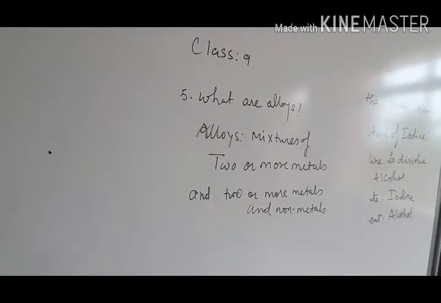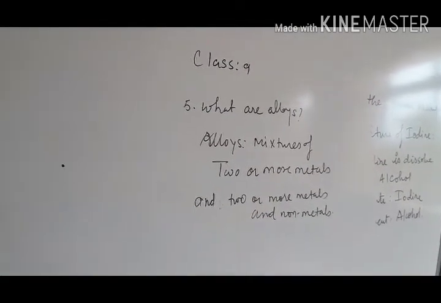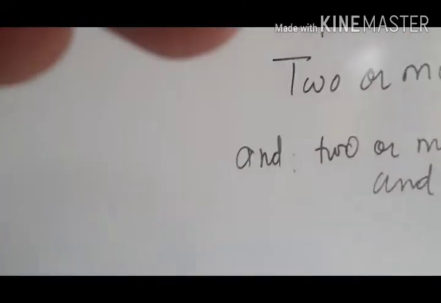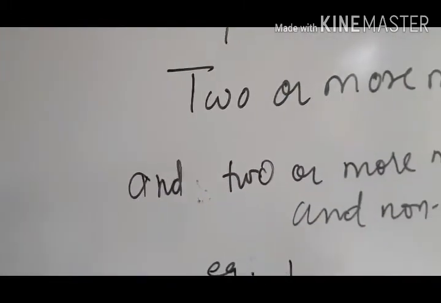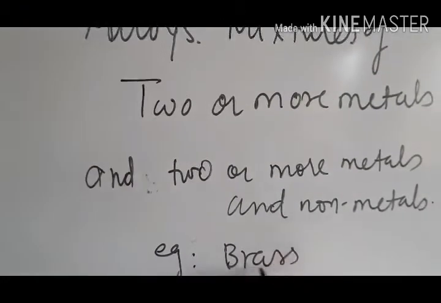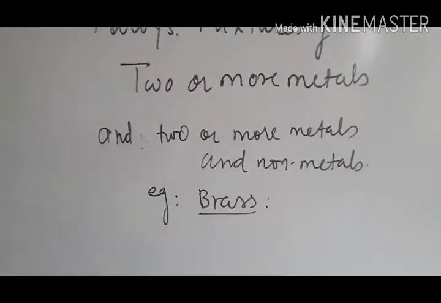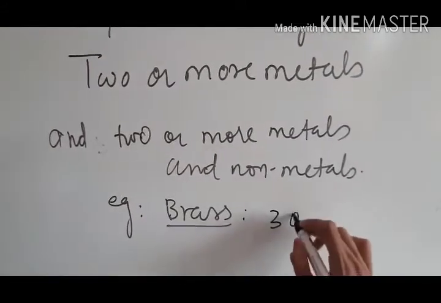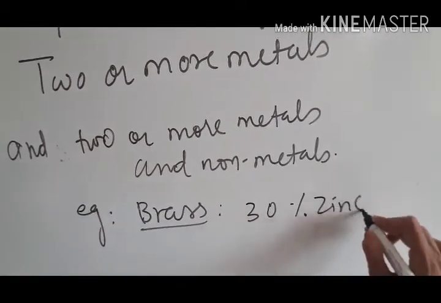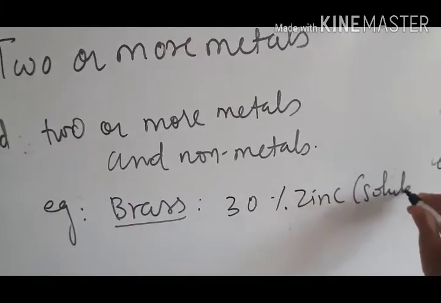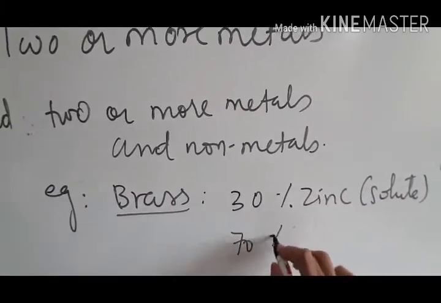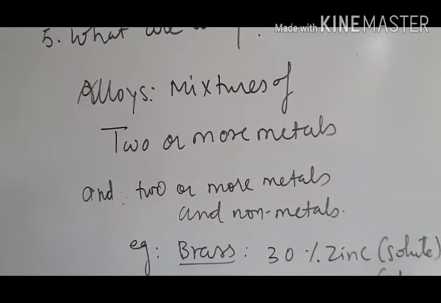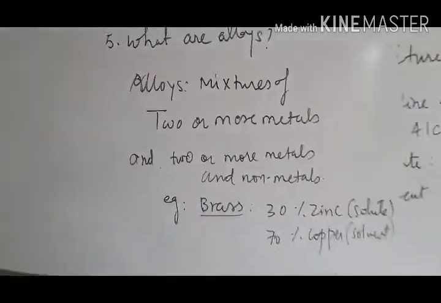So we have brass, that is a mixture of 30% of zinc and 70% of copper. So here as an example you can write 22 karat gold. Now I am writing the second one, brass. Brass is a particular alloy which is made up of 30% of zinc. That means you can write that zinc is the solute part in brass, and 70% of copper. So copper acts as a solvent, children. So that is the last question for today in 1 mark.